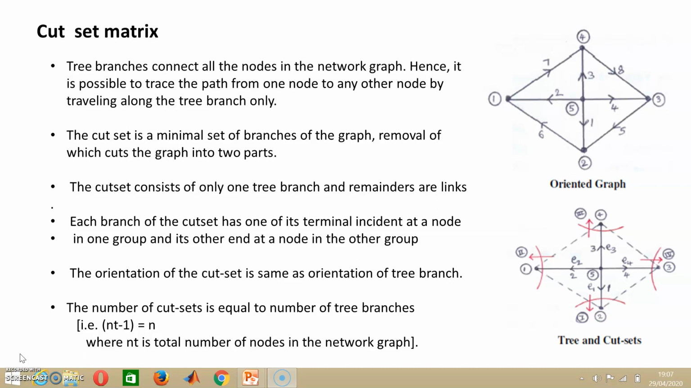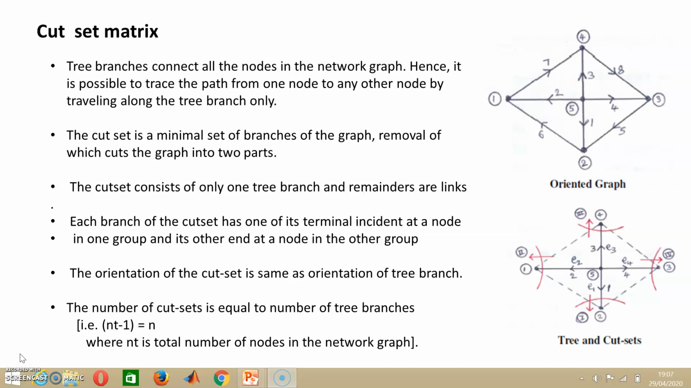The number of cut sets is equal to the number of tree branches, that is nt minus 1 is equal to n, where nt is the total number of nodes in the network graph.